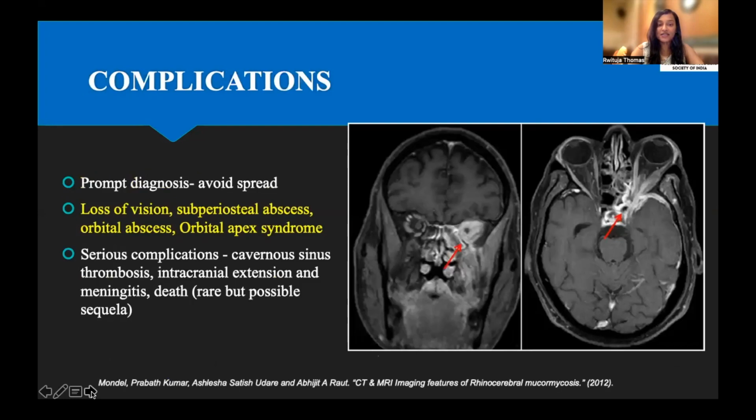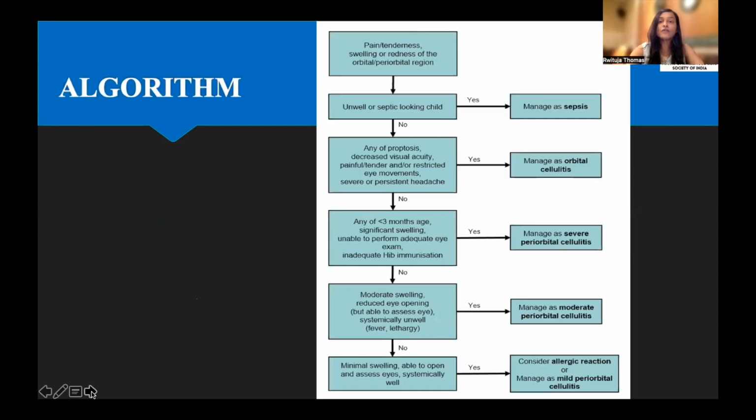Now, the complications are vision loss, the abscess formation, involvement of the cranial nerves, and the more serious ones would be meningitis and death, which is rare. So it's important to follow the algorithm based on the clinical signs because this is a completely clinical diagnosis. Especially in children, it's important that you get them admitted, get them managed as sepsis. And of course, we've described the signs on how to pick up and manage orbital cellulitis.